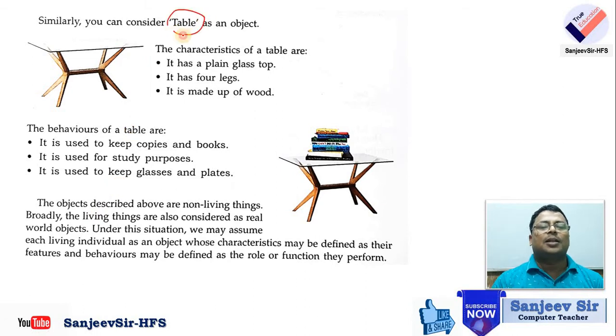Here we consider one object that is a table in the real world. Its characteristics are that it has a plain glass at the top according to the picture, it has 4 legs, and it is made up of wood. The behavior is that it is used to keep copies and books, and it is used for study purposes also. That means this is the behavior of that object.